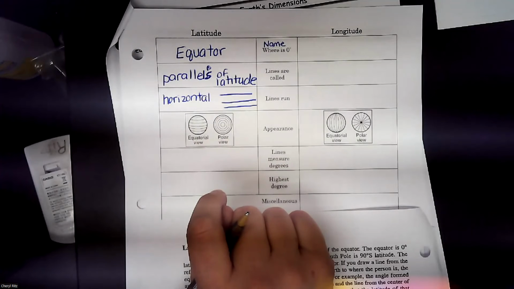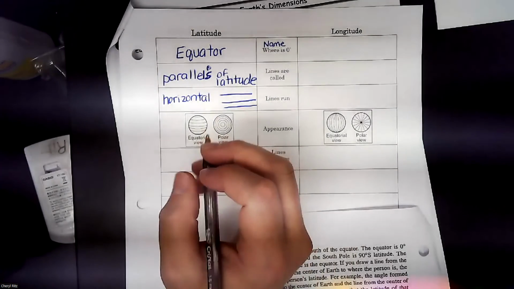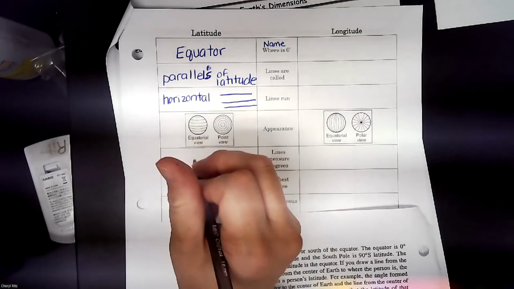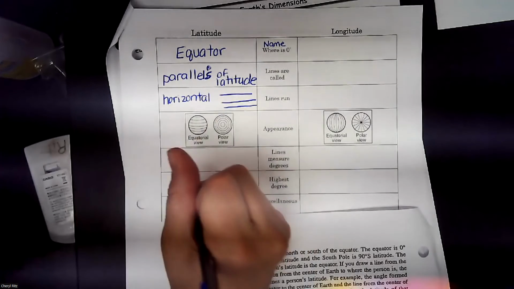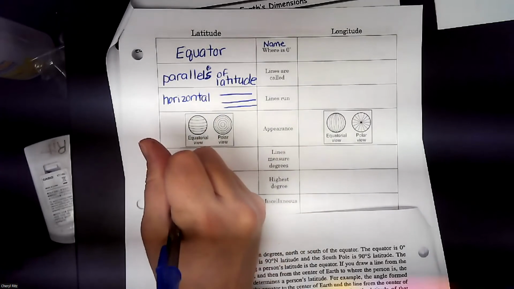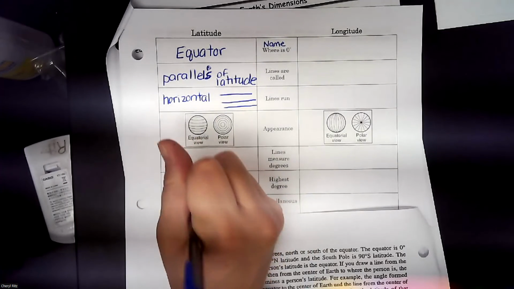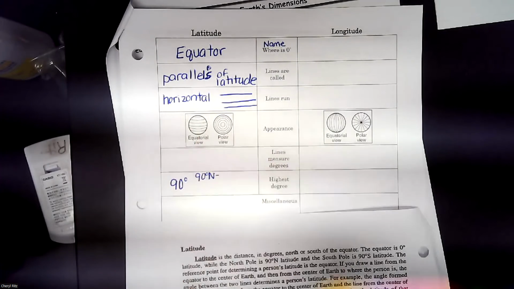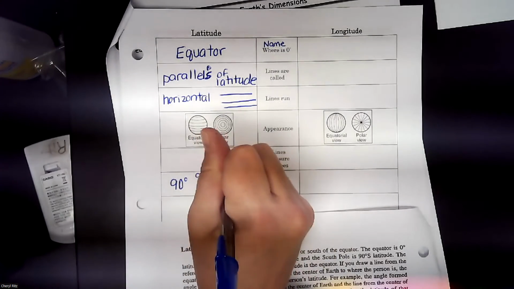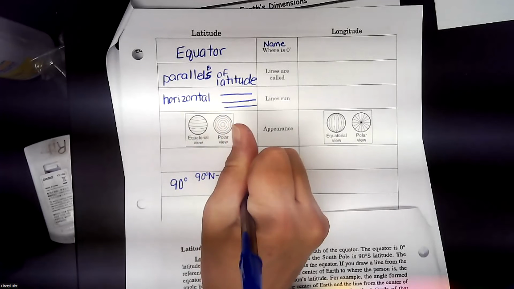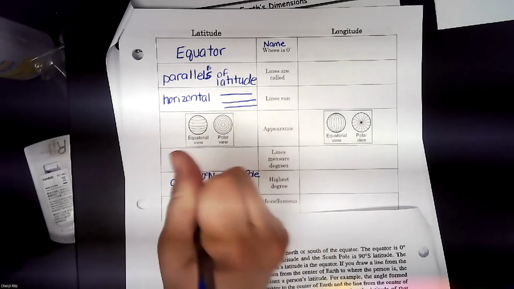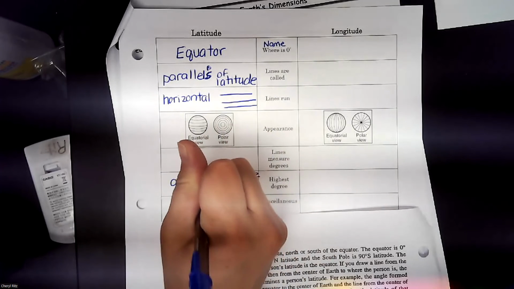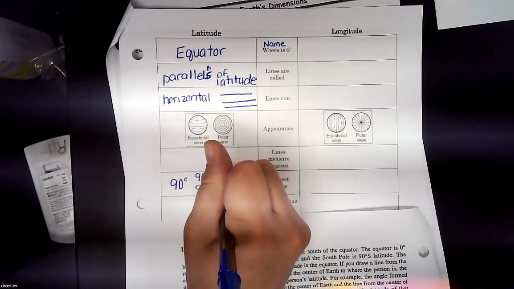And what do they measure degrees what? That's the highest degree. In fact, we can skip there. The highest degree is 90 degrees. And by the way, what is the name of 90 degrees north? That's the North Pole. And what about 90 degrees south? South Pole.